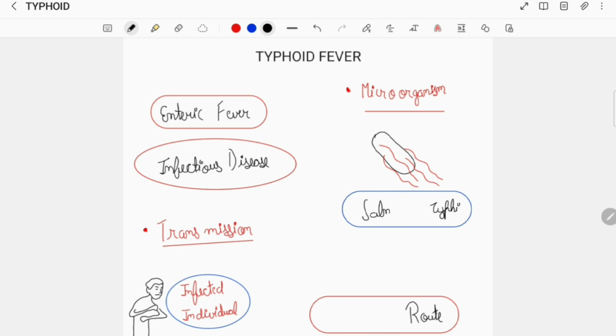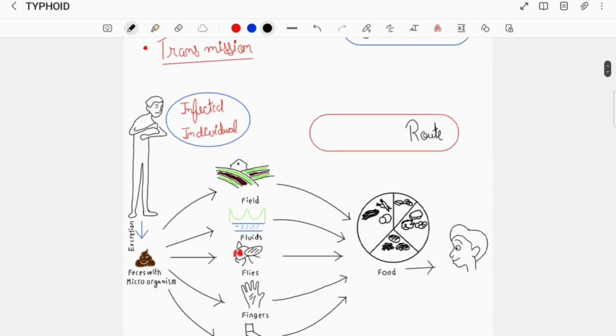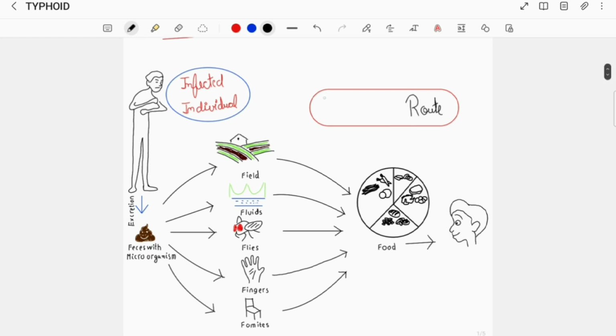known as Salmonella typhi. The first question which arises is how does this microorganism enter the body of an individual, or in other words, what is the mode of transmission of typhoid fever? Typhoid fever is transmitted through the fecal oral route, as you can see in this detailed diagram.